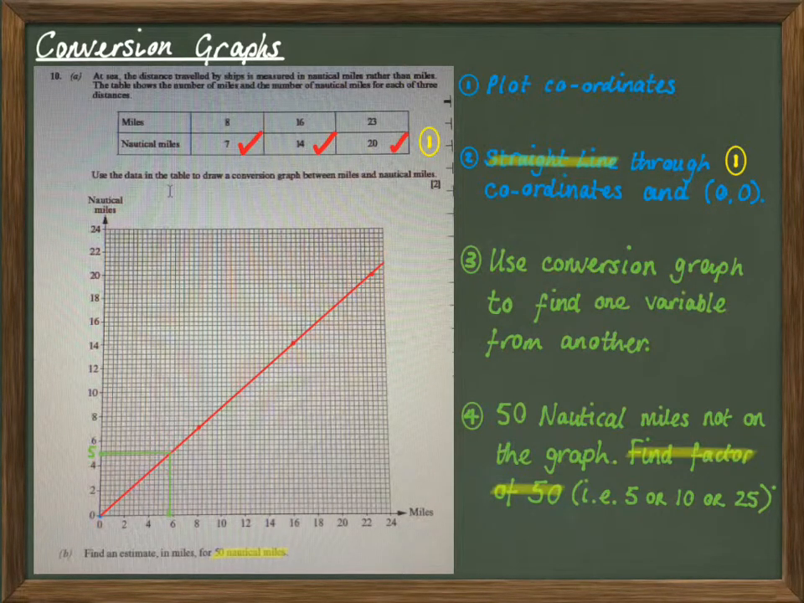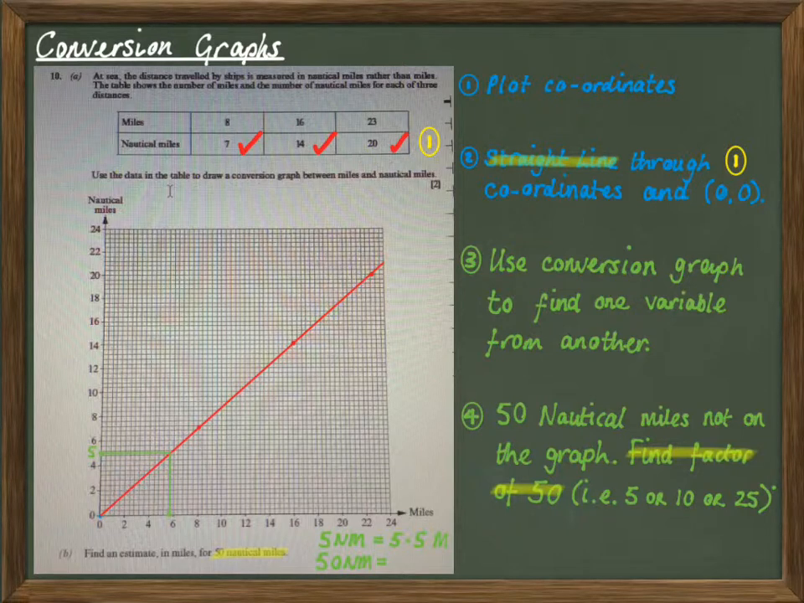So I'm going to write that out, and I've shorthanded it. 5 nautical miles equals 5.5 miles, just reading off the x-axis, just less than 6. 50 nautical miles underneath the nautical mile side. That's what I want to find. Right, now I need to look at what the link is between the two numbers for the nautical miles.